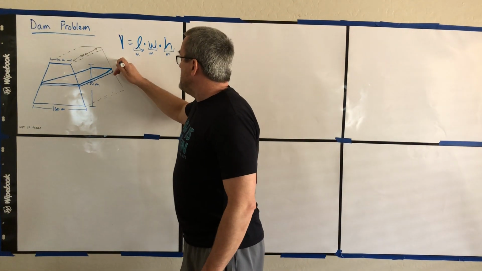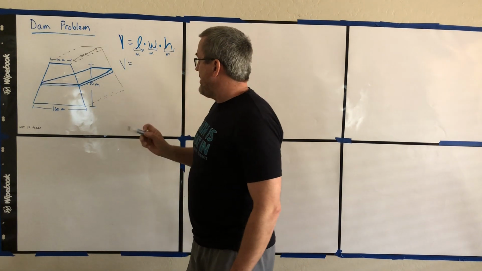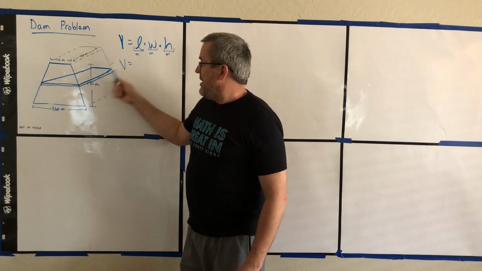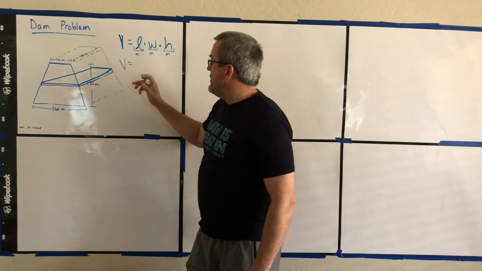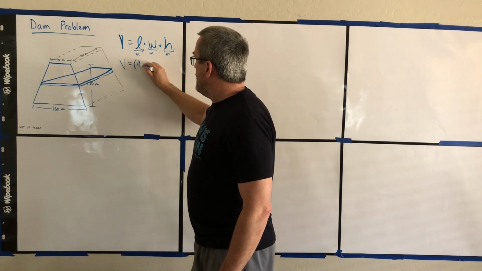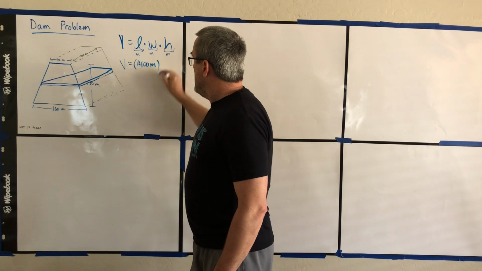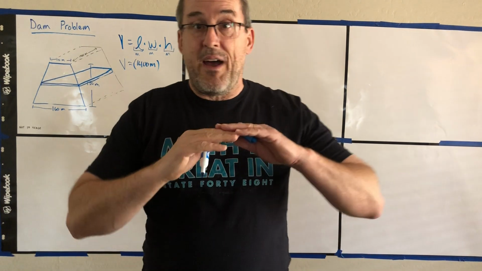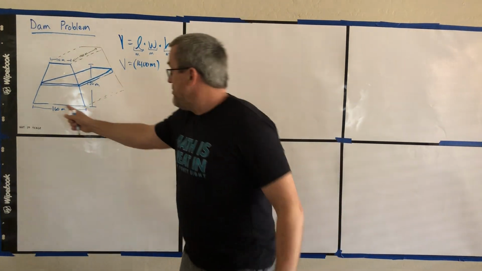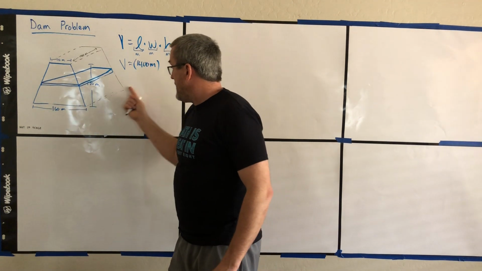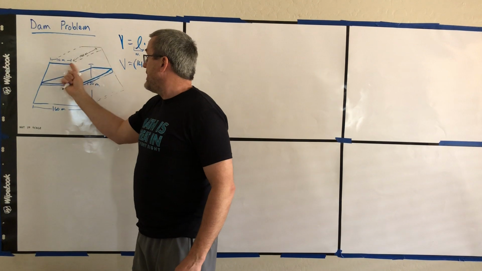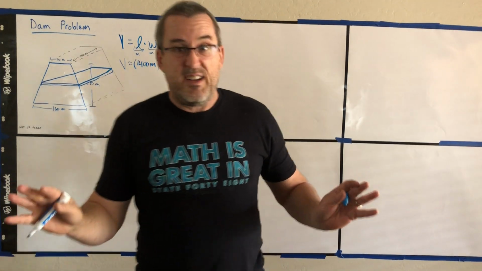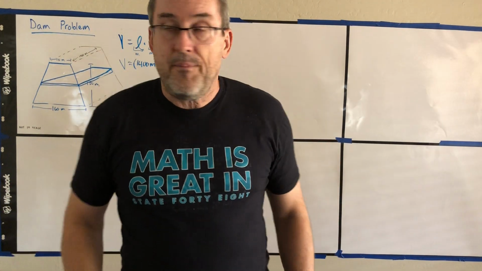So the volume of this thing is going to be found by taking the length. Now the length, I'm going to call this dimension the length. The length is 1,400 meters. And that 1,400 meter length is 1,400 meters no matter where I slice it. This bottom slab of concrete has a length of 1,400 meters. This top slab of concrete has a length of 1,400 meters. No matter where I slice it, 1,400 meters.